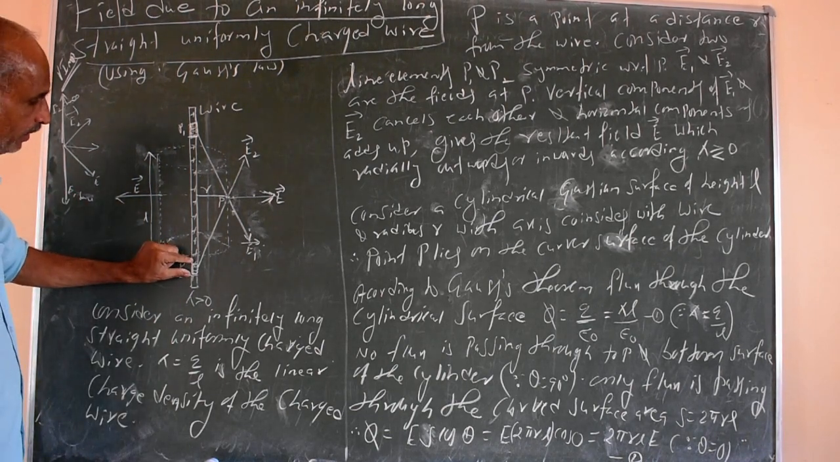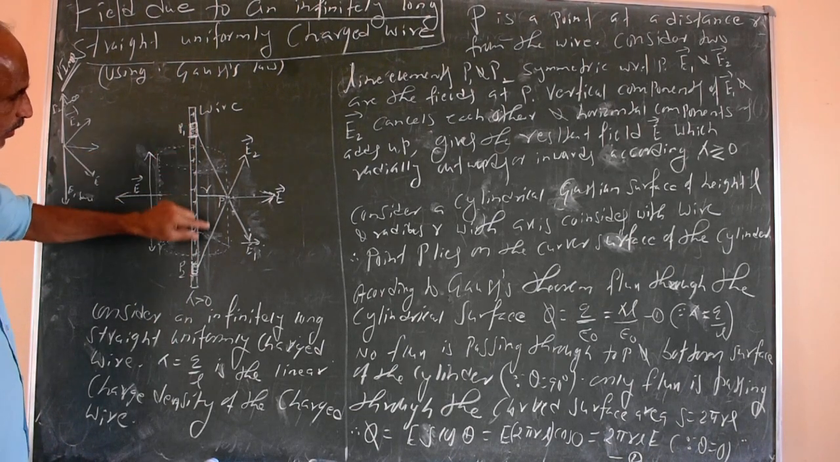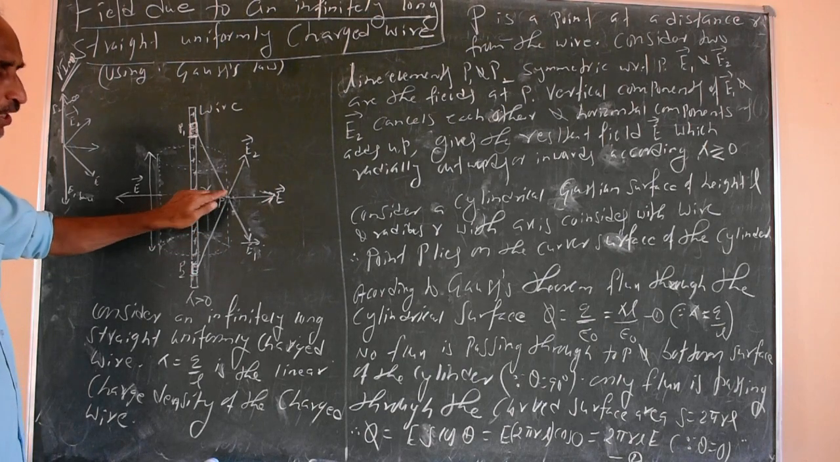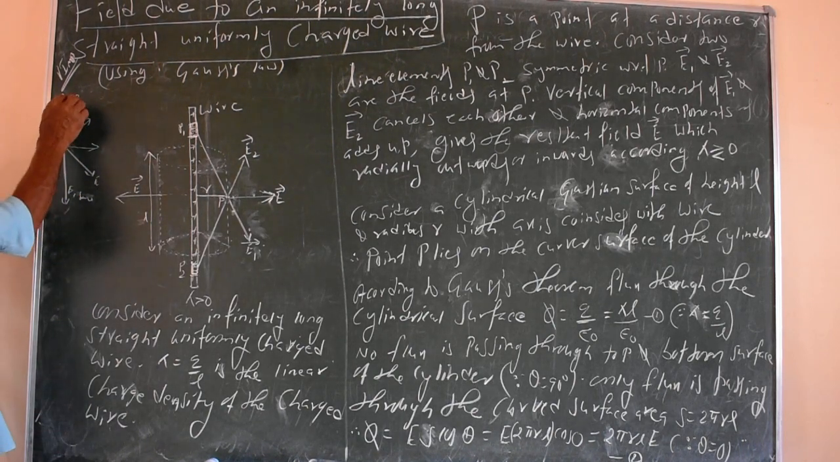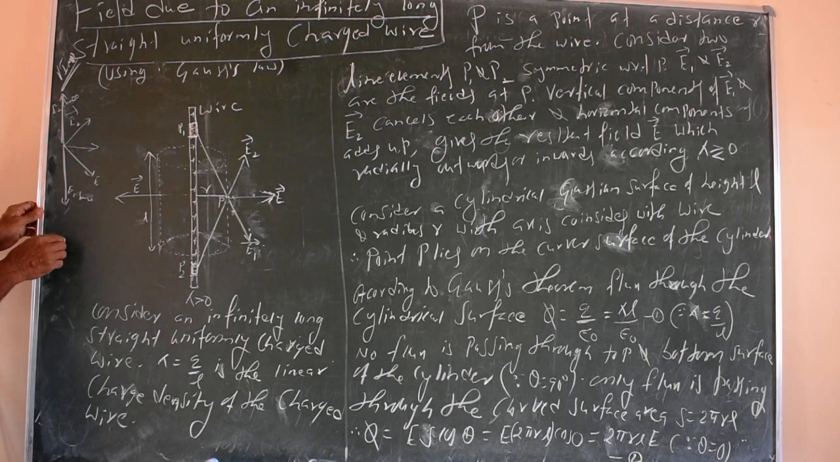The length of the line segments are same, as well as distances are same. Therefore, the fields at those points, E1 bar and E2 bar, are equal in magnitude. Charge is same, distance is same, then at a point the fields are also same. Therefore, E1 sin theta and E2 sin theta are equal and opposite, and cancel each other.